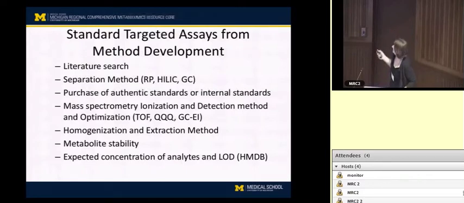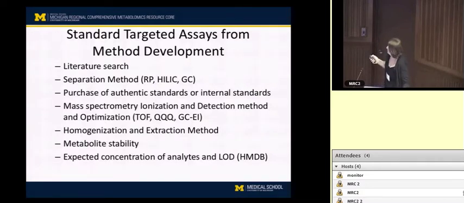The extraction method, again, we have an idea for the most part of the types of solvents that we need that will be able to extract the compounds of interest based on their polarity. But finding the optimal extraction method can be a little challenging if you're looking for both polar and nonpolar compounds in the same analysis.